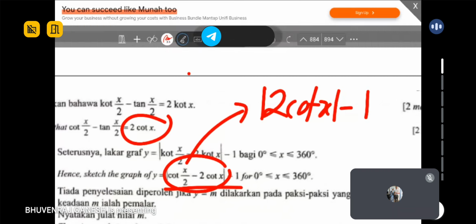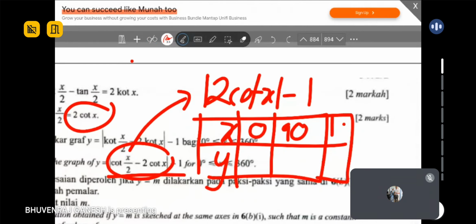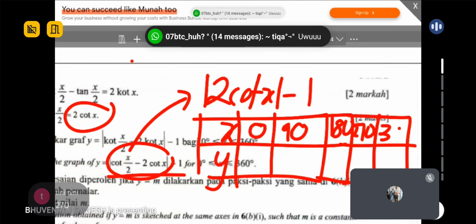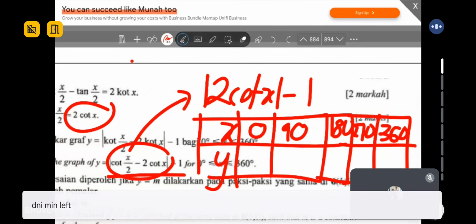Sepatutnya boleh lukiskan. Okay, how to draw guys? Sangat senang. Letak nilai sahaja. Just put values. Kamu boleh lukis jadual. Just draw a table. Mereka kata 0 until 360. So 0. What other point you want to plot guys? Kamu nak plot lagi apa? 90 boleh, 180 boleh, sampai 360 lah. 180, 270, 360. Boleh guys? So you just need to plot some points. Plot 5 titik. I rasa cukup dah. Should be enough.